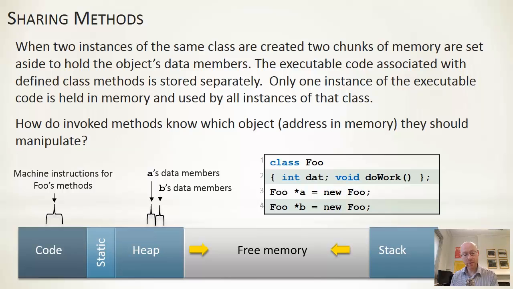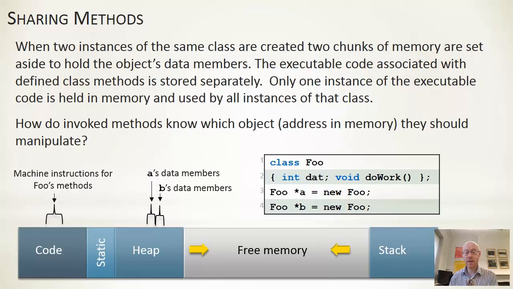And down here you can see when we look at the heap that A's data members and B's data members, in this case dat, are stored on the heap. We also highlighted that the executable instructions, the code that we write, is also stored in memory. Generally at the start of the memory allocated to our program is the machine instructions that get to be executed. For this class foo, it also contains the instructions associated with the do work method.